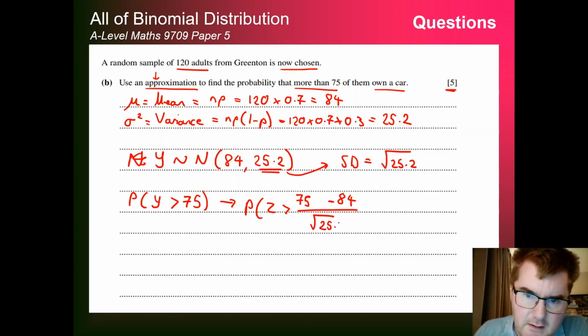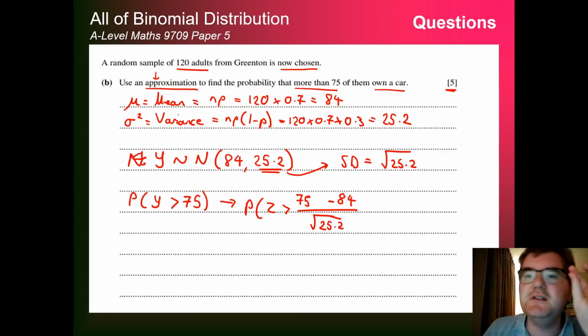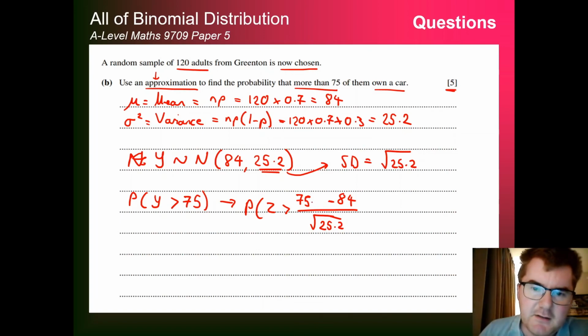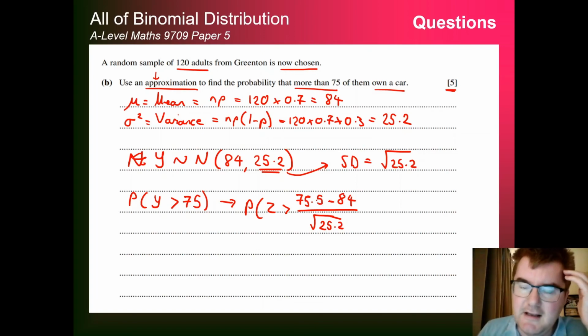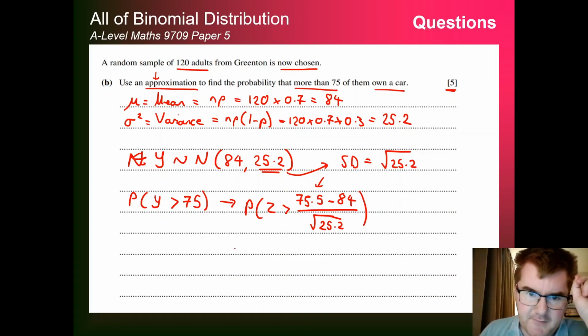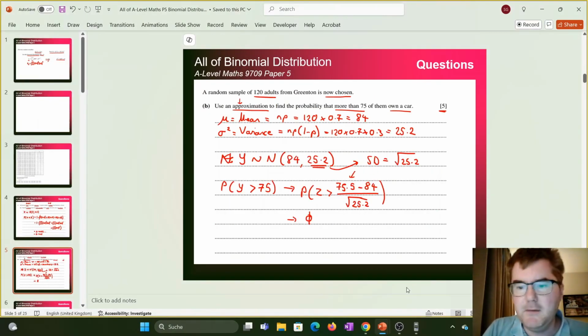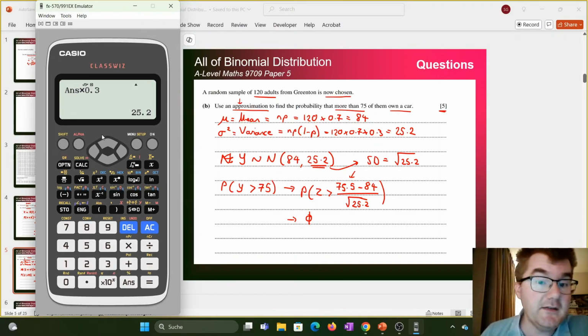Now we can't take 75 directly because we have to consider the so-called continuity error, so the rounding that goes to 75. So I'm going to take 75.5, the upper bound essentially here. So we need to make sure we do this continuity correction when we work out the z-score. If I actually work this out, we'll find out what z-score we have to work with. It's going to be negative because you can see 75.5 minus 84. But again, we can deal with that in a moment. That's not a problem. So we put it in: 75.5 minus 84 divided by the square root of 25.2.